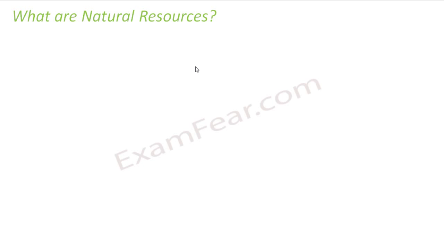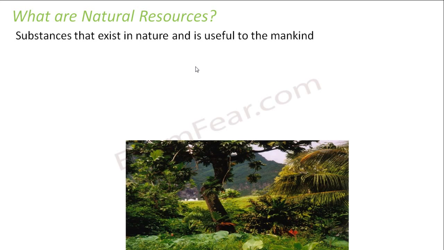As the name suggests, natural resources are resources which are obtained from nature. They are substances that exist in nature and are useful to mankind. That is why they are known as natural resources, because they are already present in nature. We do not need to manufacture or produce them, and they are extremely useful to mankind in many different ways.